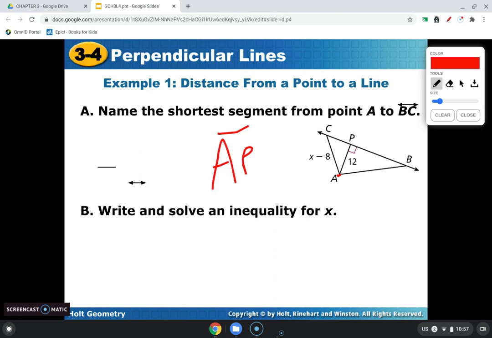All right. Write and solve an inequality for x. Well, we've got this and this. Well, we know x minus 8 has to compare to 12. Well, if 12 is the shortest, then x minus 8 has to be greater than 12. Then we solve it, add 8 to both sides, so x would be greater than 20.